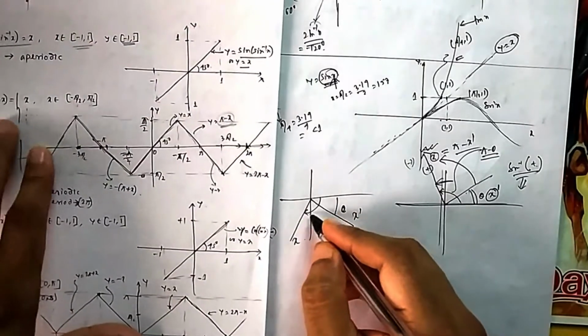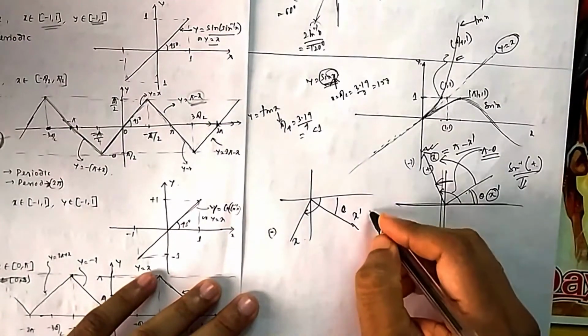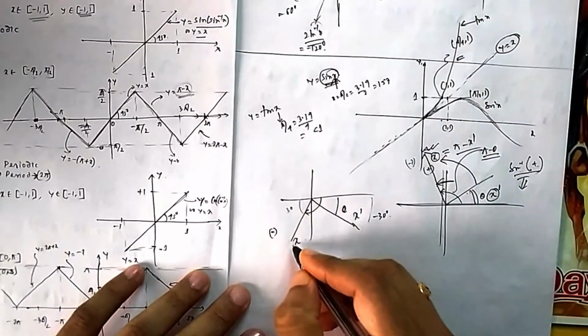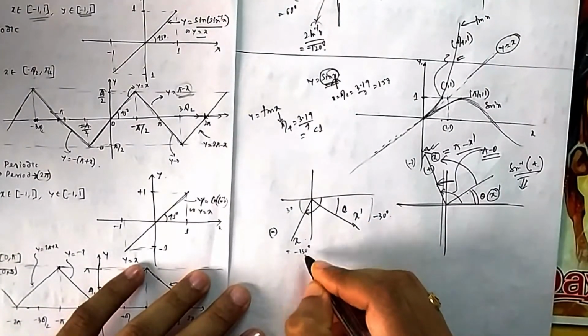So how to shift it there? You can think of it in this way. Suppose this is minus 30. So this angle is minus 30. So you want to make this one 30. So this one should be equal to minus 150.